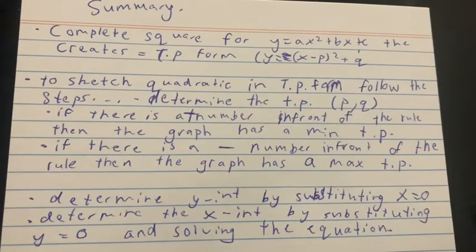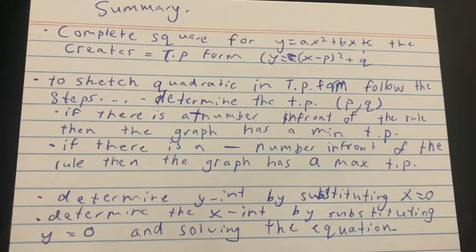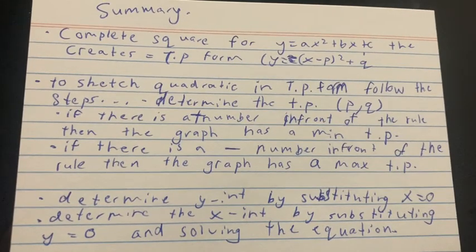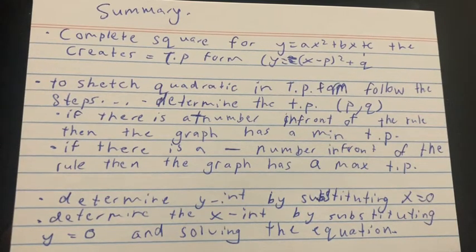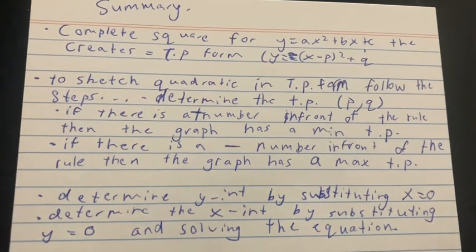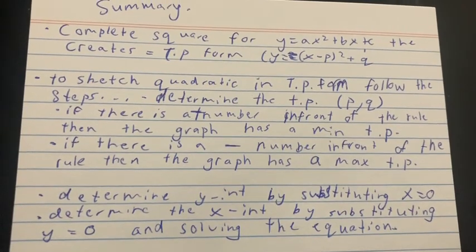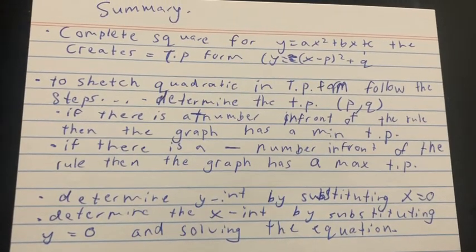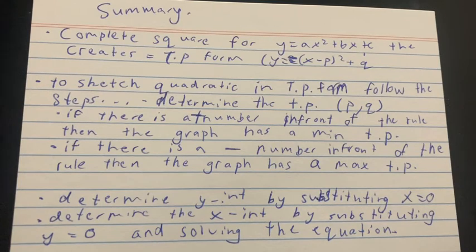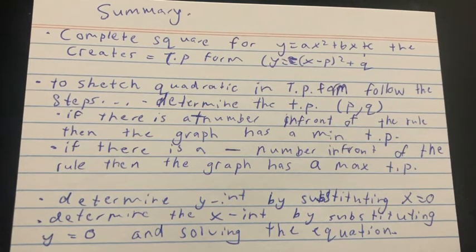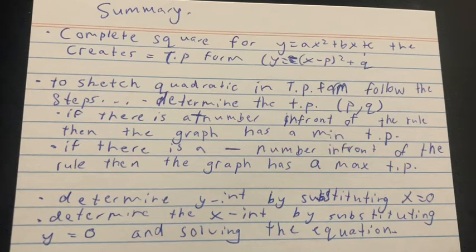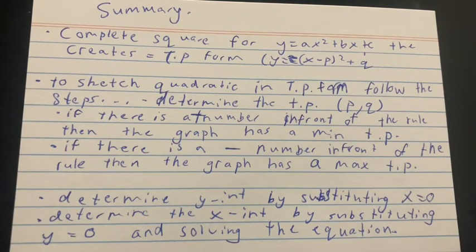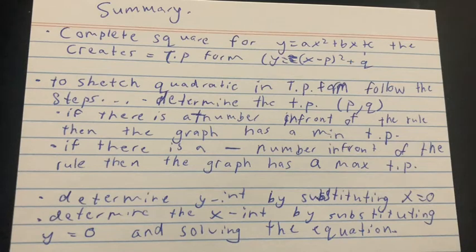In summary, by completing the square, all quadratics in the form y equals ax squared plus bx plus c can be expressed in turning point form. Turning point form is y equals, in brackets, x take p squared plus q. To sketch a quadratic in the form y equals, in brackets, x take p squared plus q, follow the steps. Determine the coordinates of the turning point, which is P and Q.